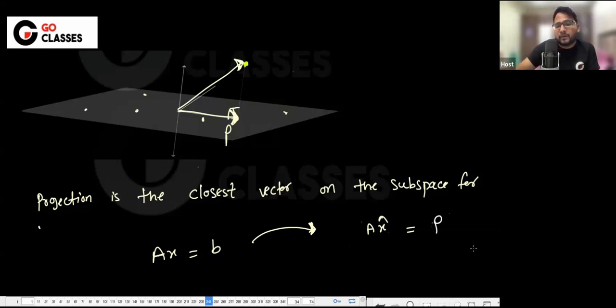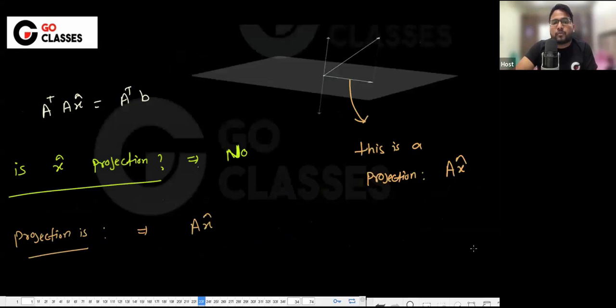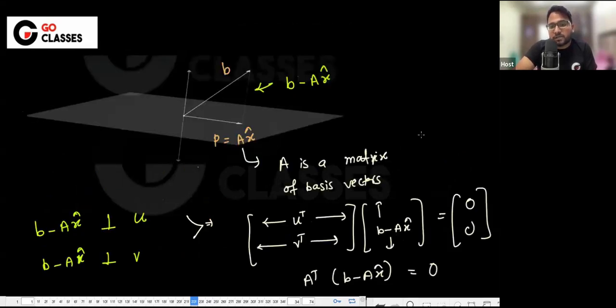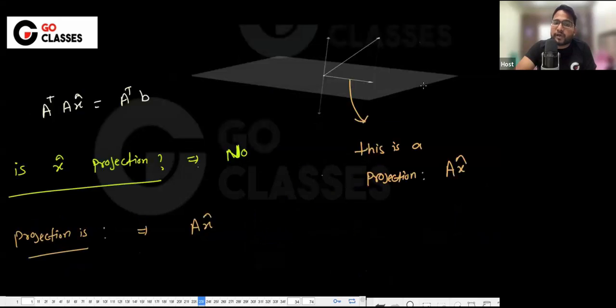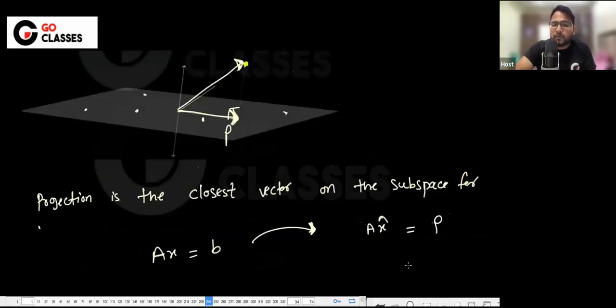Anyway, I will come to these things in a while. Currently, I'm just telling you how to find this x cap. Is this clear to everyone? Using this equation, you can find the x cap. This is how you can find the projection. Projection is A x cap. Remember, projection is not x cap. X cap is like a kingmaker. Yes, these dots are data points.